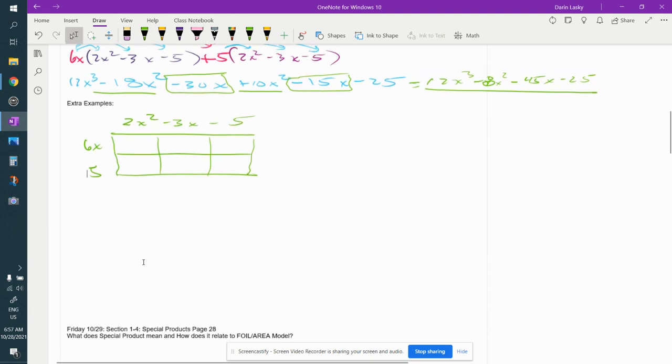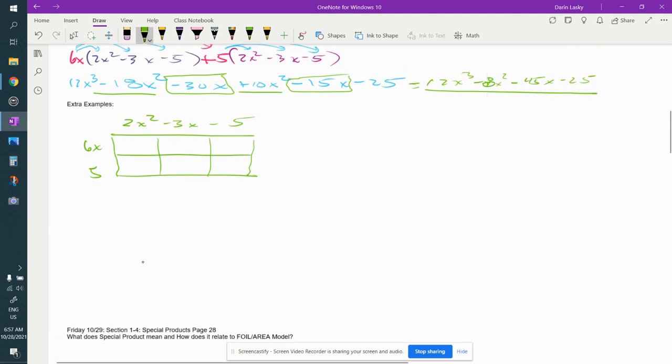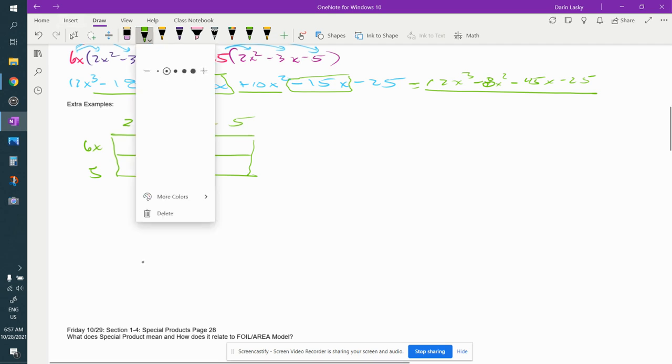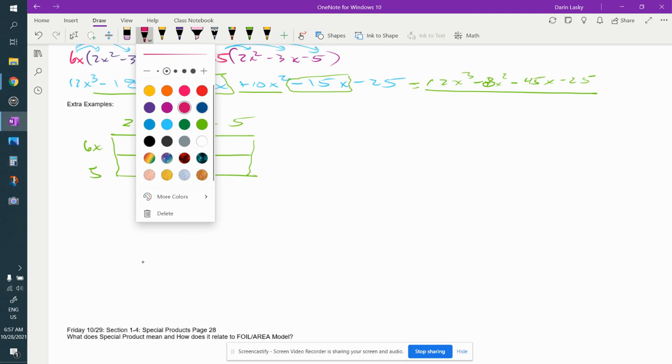So one more extra example for you guys, okay? So you can use the box method. Remember, you can use the box method or either one. I won't use the box method. I will use the distribution method almost every single time, and you'll see a reason why here soon. So let's do one last example for you guys, especially those that are still struggling with this a little bit.